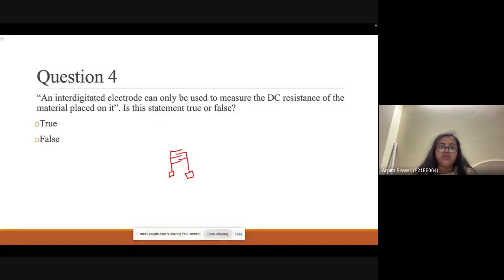So an interdigitated electrode can only be used to measure the DC resistance of the material placed on it. If there is an active layer, and on the active layer the interdigitated electrode is present, the question is whether it is used only to measure the DC resistance in between this material or something else. So what is the right answer here? Take your time, but at least try. Is the statement true or false?